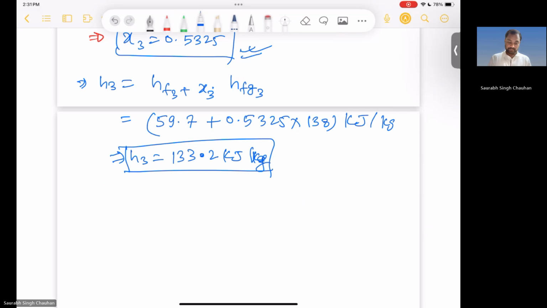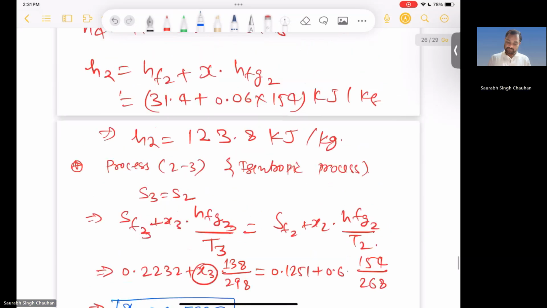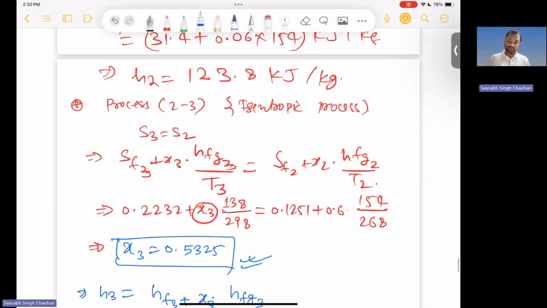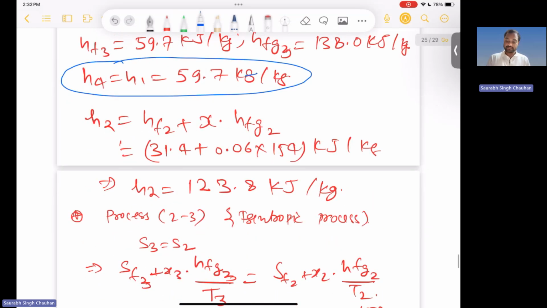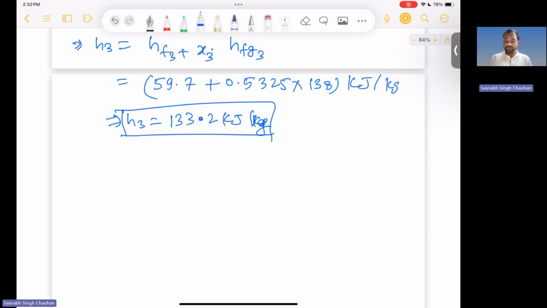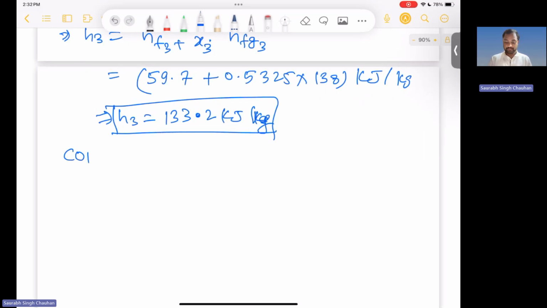Okay, and H4 we have already discussed, that process 4 to 1 is isenthalpic, so it will be 59.7 kilojoule per kg. Okay, so now you have all these values. Now you can find the COP, coefficient of performance. Okay, the theoretical value.